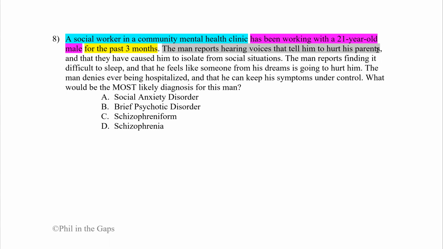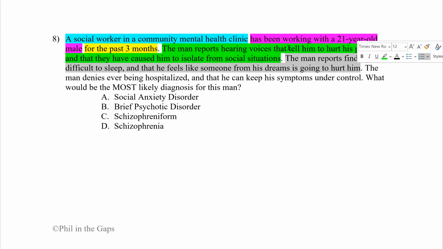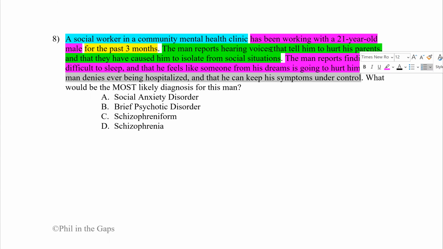The man reports hearing voices that tell him to hurt his parents, and they've caused him to isolate from social situations. So he's having auditory hallucinations and isolating himself. Man reports finding it difficult to sleep, and he feels like someone from his dreams is going to hurt him. So some paranoia or delusions. And the man denies ever being hospitalized and that he can keep his situation under control. So let's define each diagnosis, compare back to the question to see what we're looking at in particular.